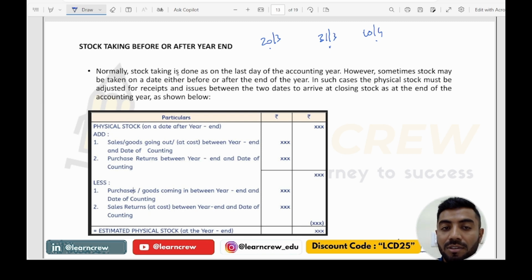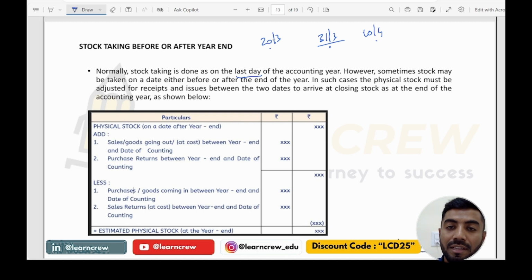Normally, there's a format given and a few items. We'll just look into it. How do we find the closing stock? Normally, stock taking is done on the last day, which is 31st March of the accounting year. However, sometimes stock may be taken on a date either before or after the end of the year. In such a case, the physical stock must be adjusted for receipts and issues between the 2 days to arrive at the closing stock at the end of the accounting year.